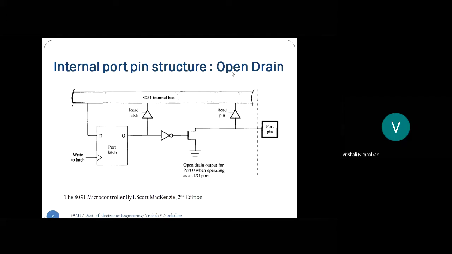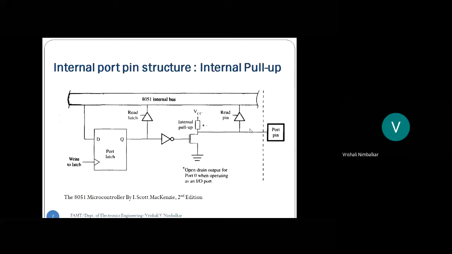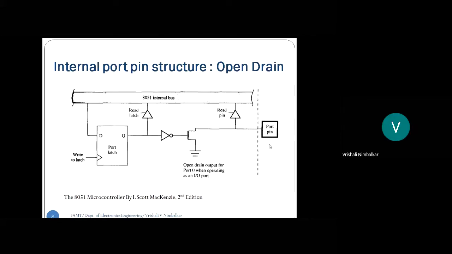Whenever you are using port 0, externally on the breadboard, I will take one resistor and connect one terminal of the resistor to VCC, that is the power supply, and the second terminal of the resistor I will connect to the port pin. Is that okay? This circuitry, this resistor and this VCC, I will be connecting externally on the breadboard. That is for port 0.